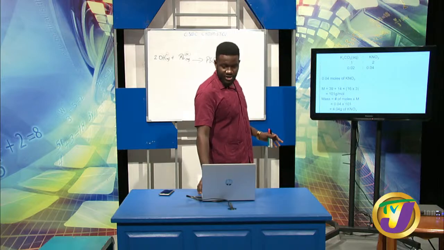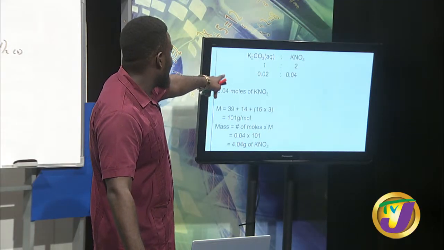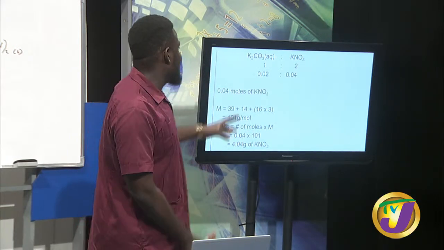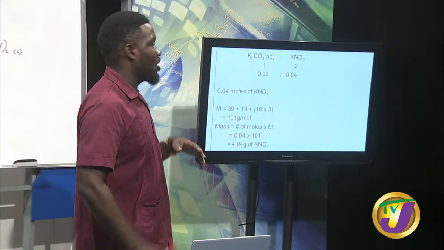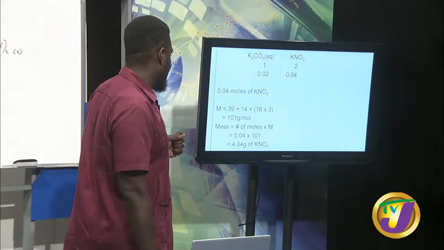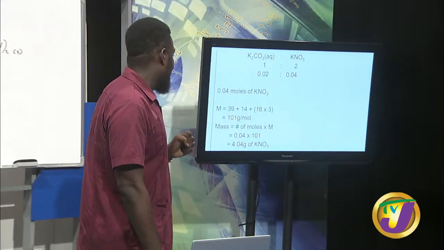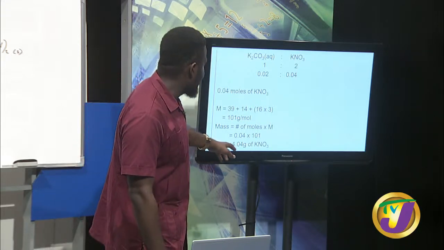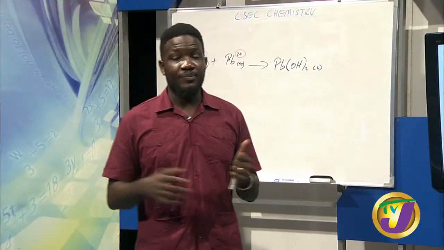Now from the equation, we know that the ratio between the carbonate and the nitrate is a 1-to-2 ratio. That means anything you get for carbonate, it must be half of what you get for nitrate, or nitrate will be double. So if this is 0.02, nitrate is going to be 0.04. So once you calculate the molar mass, all you do now is drop it into your formula of mass equals number of moles times molar mass, and so you're going to get 4.04 grams of potassium nitrate. So it's very simple, all right?